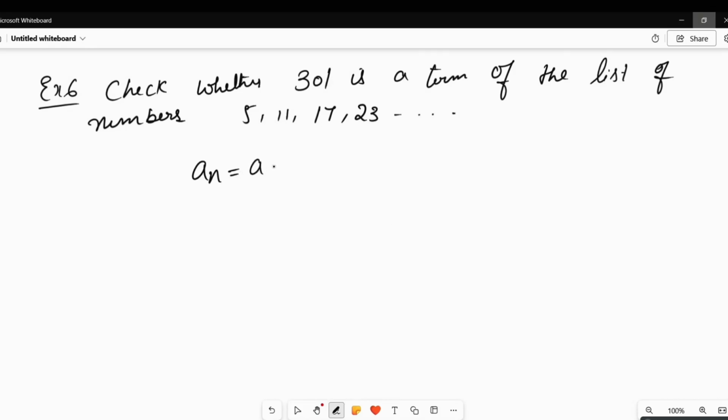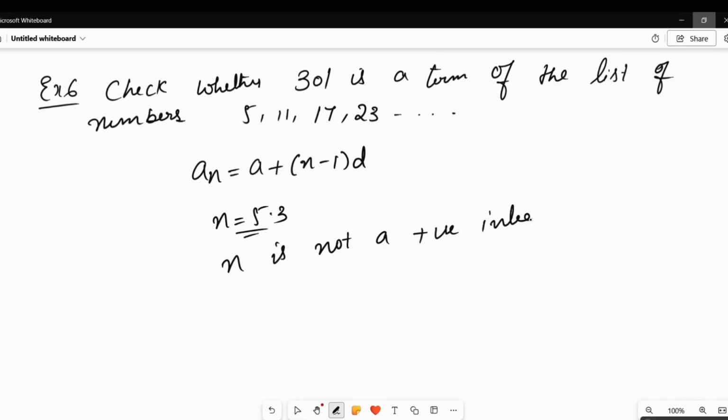An is equal to A plus n minus 1 into D. So what is An here? Here 301. So n we will get it as 5.3, I think. So n is not a positive integer. Therefore, 301 is not in the AP. Okay. Try with the example 7.